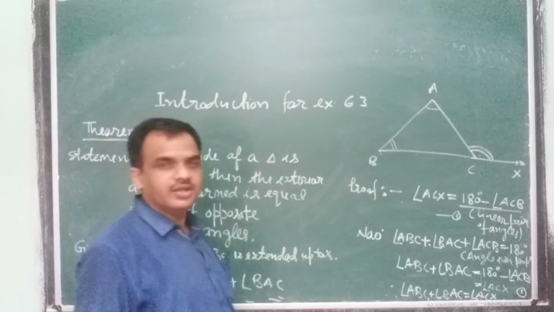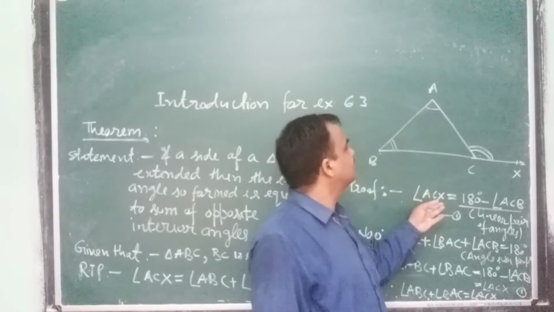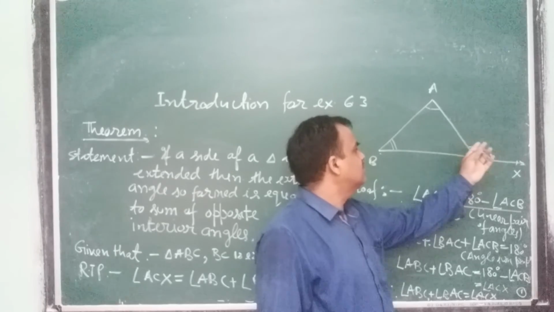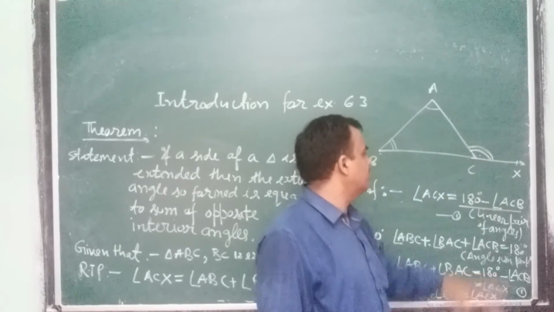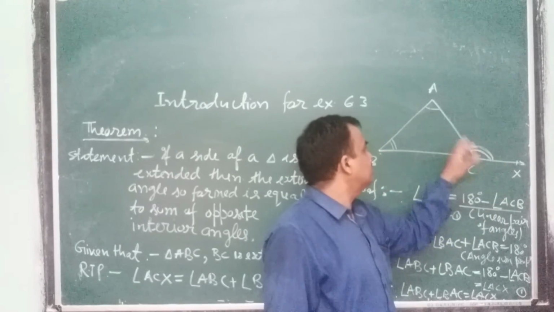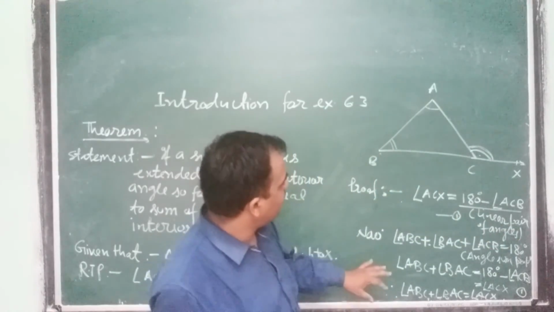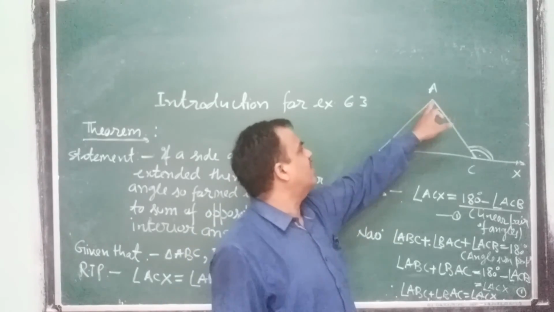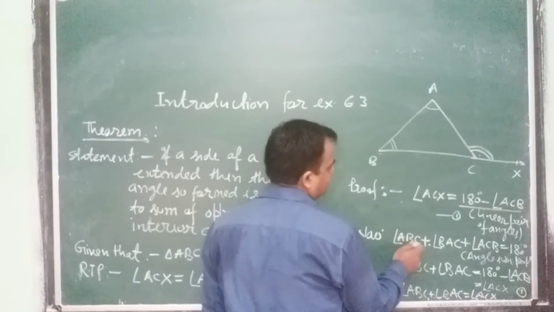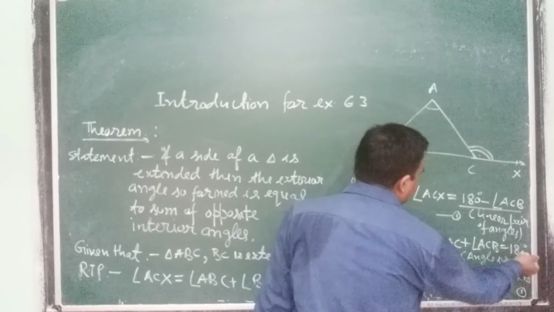Okay. Now, proof. First of all, we have used the concept of linear pair of angles, this angle and this angle. The sum of these two will be 180 degrees. So we have written ACX is 180 minus ACB, linear pair of angles. And again we are using the angle sum property of triangle ABC. This is a triangle, so the sum of three angles, ABC that is B, BAC that is A, ACB that is C, the sum of these three must be 180 degrees.